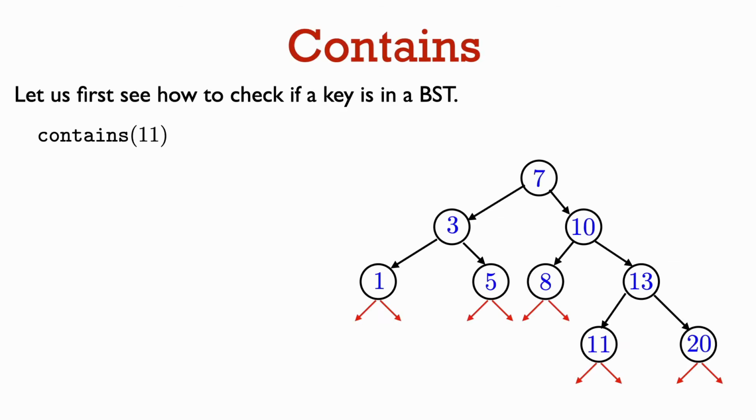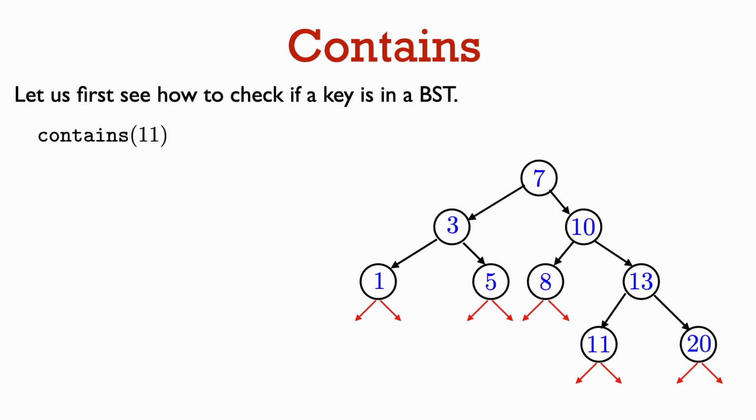The first method we will look at is the contains method to check if a given key is stored in the tree. This is one of the simplest methods and provides a template for the methods to come. The main idea is to begin at the root and walk our way down the tree, comparing the key we are looking for to the key at the current node we are at in the tree.